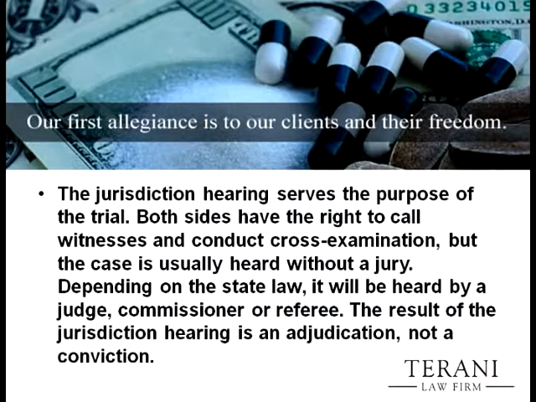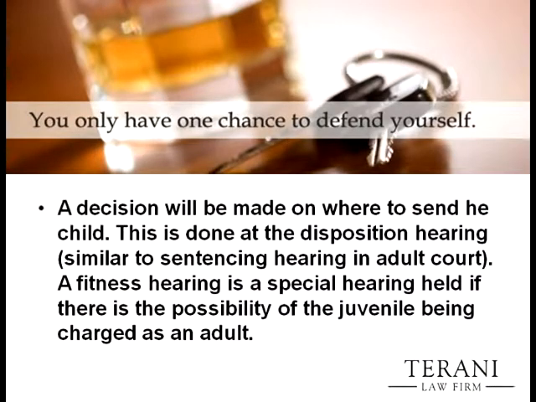The jurisdiction hearing serves the purpose of the trial. Both sides have the right to call witnesses and conduct cross-examination, but the case is usually heard without a jury. Depending on the state law, it will be heard by a judge, commissioner, or referee. The result of the jurisdiction hearing is an adjudication, not a conviction. Thereafter, the decision is made on where to send the juvenile. This is done at what is called the disposition hearing. It's similar to a sentencing hearing in an adult court case.